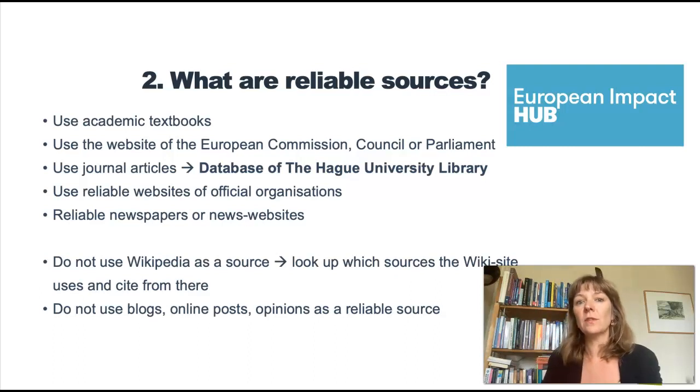You can use the sources that Wikipedia uses and cite them, but Wikipedia is not a credible source per se. Do not use blogs, online posts, or opinions as a reliable source, unless you are very sure that this person is a very reliable person to base your text on. So really look critically at the sources if you are searching for credible data.